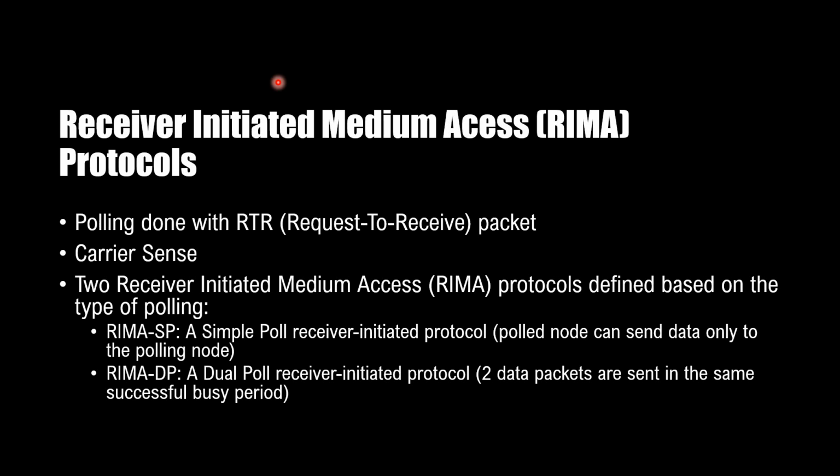Okay, so a simple poll receiver initiated protocol means that the polled node can only send data to the polling node. That means let's say I am the receiver and I am sending a poll, then only the sender can send the packet to me. And compared to that, REMA DP or dual poll means if I am the receiver and I initiated the communication, then I can also send data to the sender. So this means that REMA DP can send two data packets at the same time, during which REMA SP can send only one data packet. Okay, so next we are going to see these two protocols in detail.